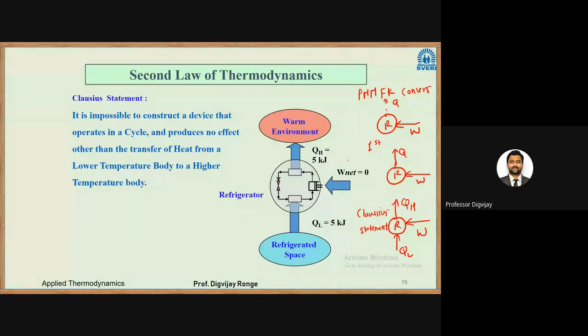So there are two statements, the Kelvin-Planck statement and the Clausius statement. It starts with PMM-FK, perpetual motion machine of the first kind. The first law says that PMM-FK is not possible. By the first law, what is possible? That we are calling a PMM-SK, perpetual motion machine of the second kind. But the Kelvin-Planck statement and Clausius statement say that PMM-SK is not possible. Then they give the actual definition of heat pumps and heat engines.